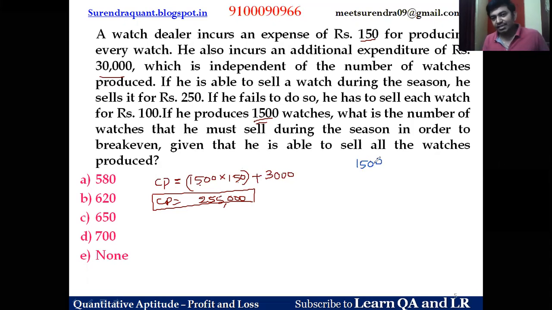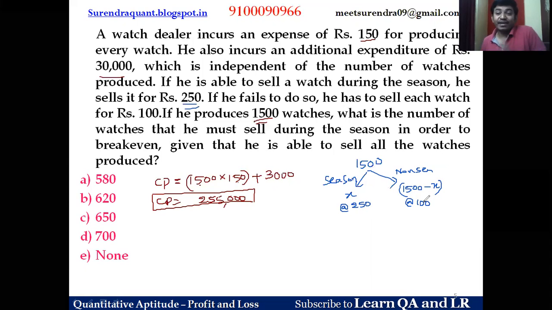But out of this, let us say X watches he sells during the season. Which cost is how much? During the season he sells for 250 rupees, right? So X watches at the rate of 250 rupees each. And during non-season, he has to sell the remaining 1,500 minus X watches at the cost of 100 rupees each.